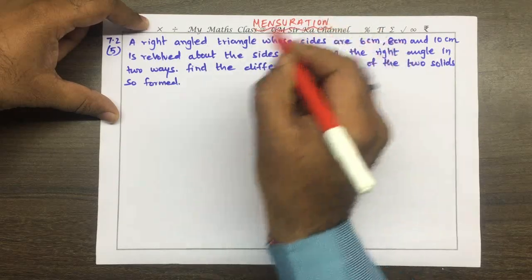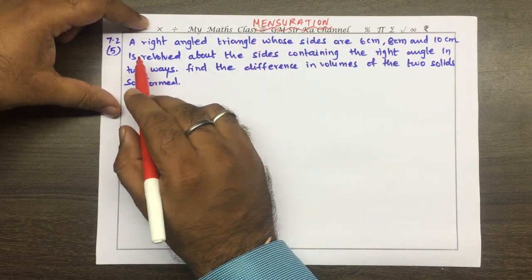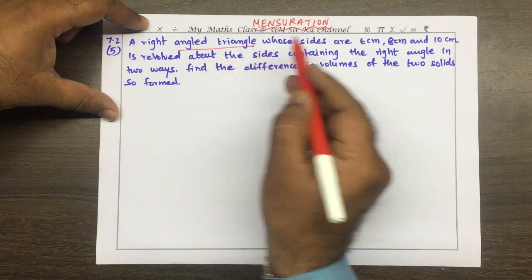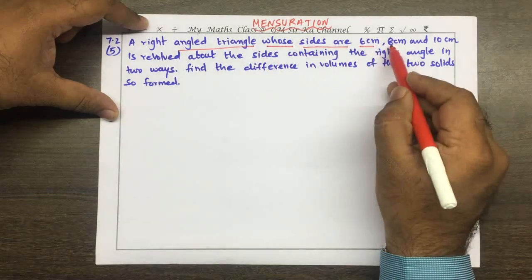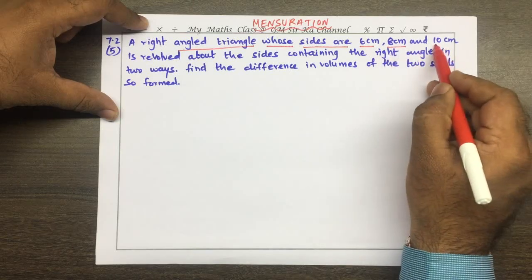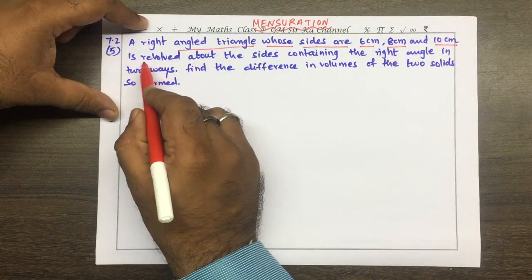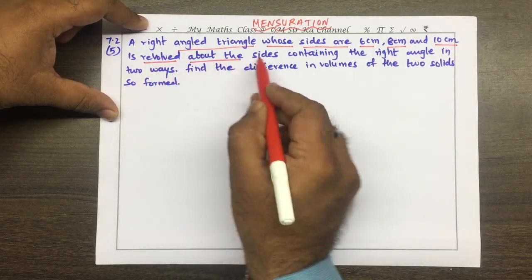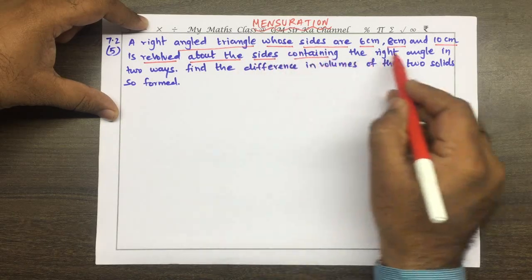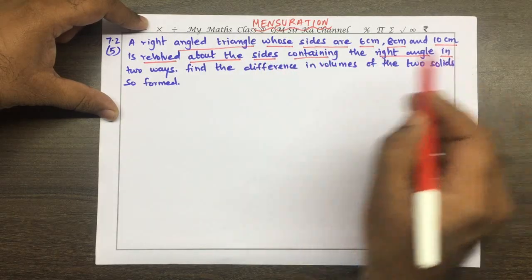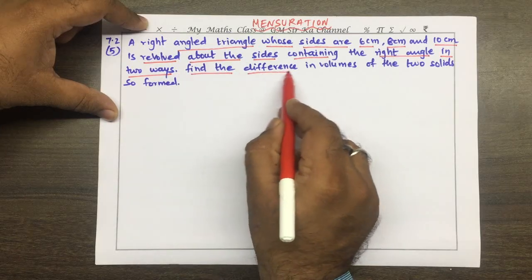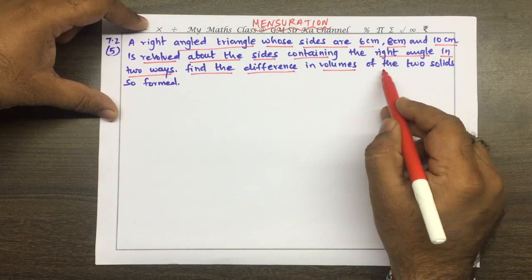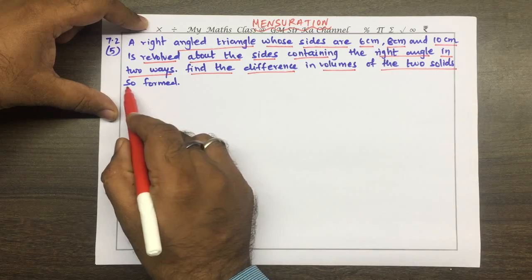We have the problem: a right angled triangle whose sides are 6 centimeter, 8 centimeter and 10 centimeter is revolved about the sides containing the right angle in two ways. Find the difference in volumes of the two solids so formed.